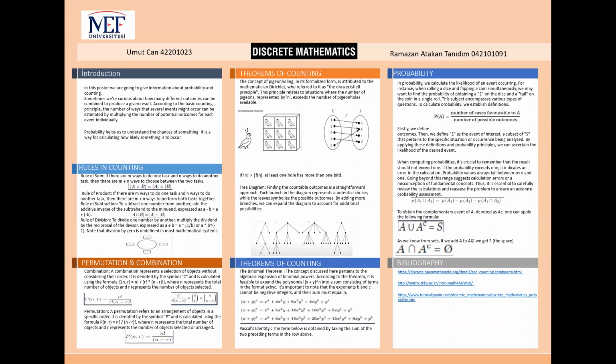When computing probabilities, it's critical to remember that the result should never exceed 1. If the probability exceeds 1, it indicates an error in the calculation. Probability values always fall between 0 and 1 inclusive.